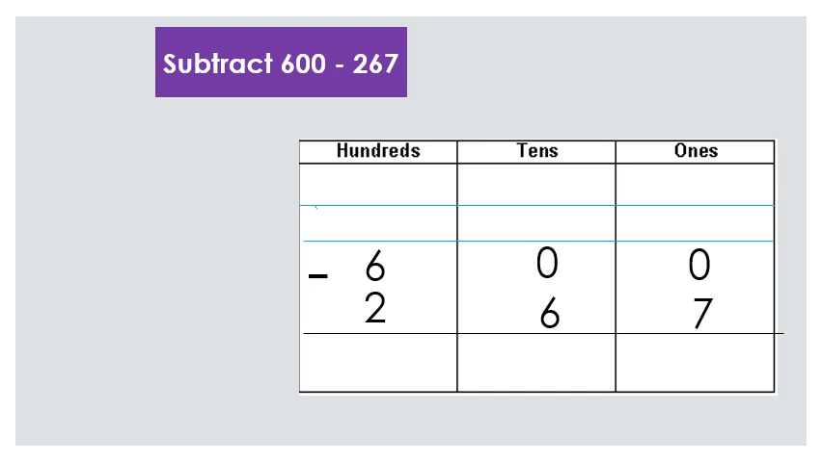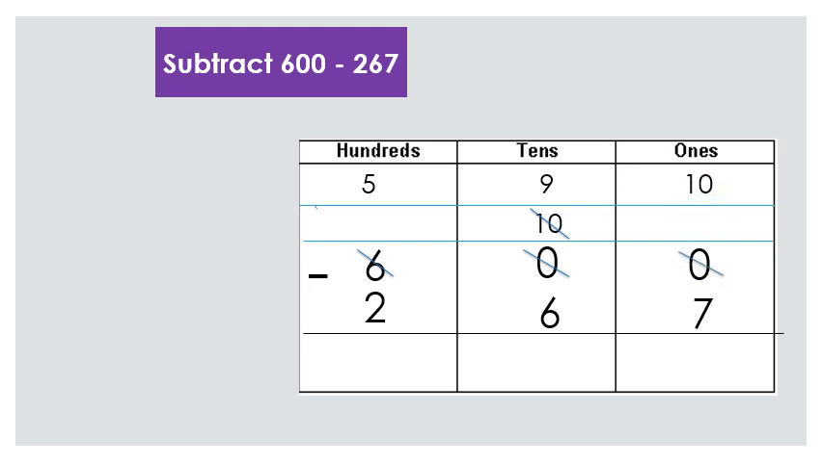Now let us subtract 267 from 600. We cannot subtract 7 ones from 0 ones. We also cannot borrow a 10 from 0. So first we borrow 100, leaving behind 500s. 100 is equal to 10 tens. So the 0 will become 10. Now we can borrow a 10 from these tens, leaving behind 9 tens.